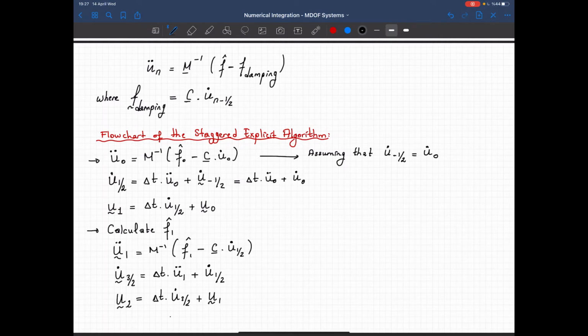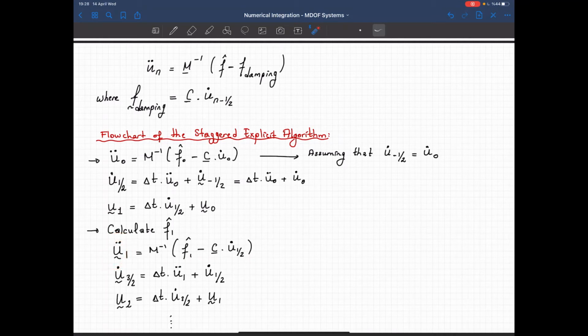So you will repeat these steps as many times as needed, and you can calculate the velocities, accelerations, and so on. As you see, the main advantage here is that I only have to invert the mass matrix. Even if I have damping in the system, inversion of the mass matrix is very straightforward. If you use a lumped mass matrix, you only have the diagonal terms. You just invert the diagonal terms and multiply with this vector, and you get your accelerations.